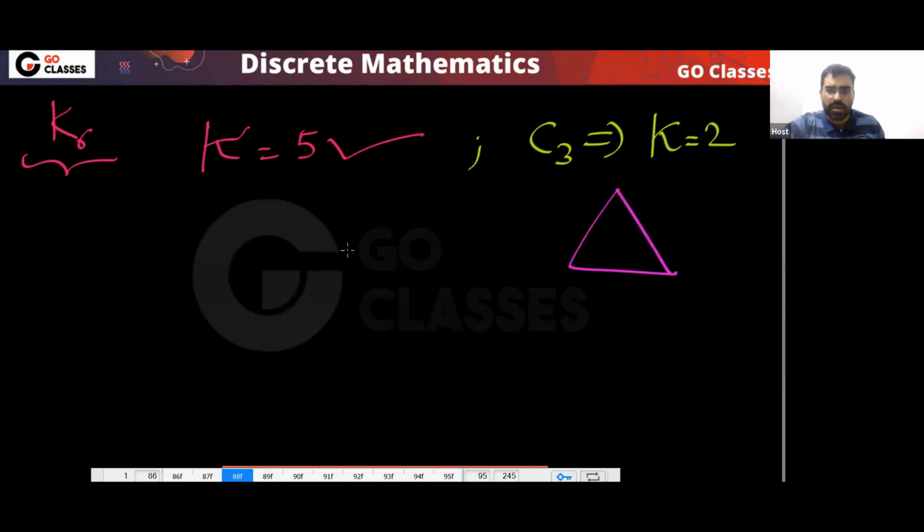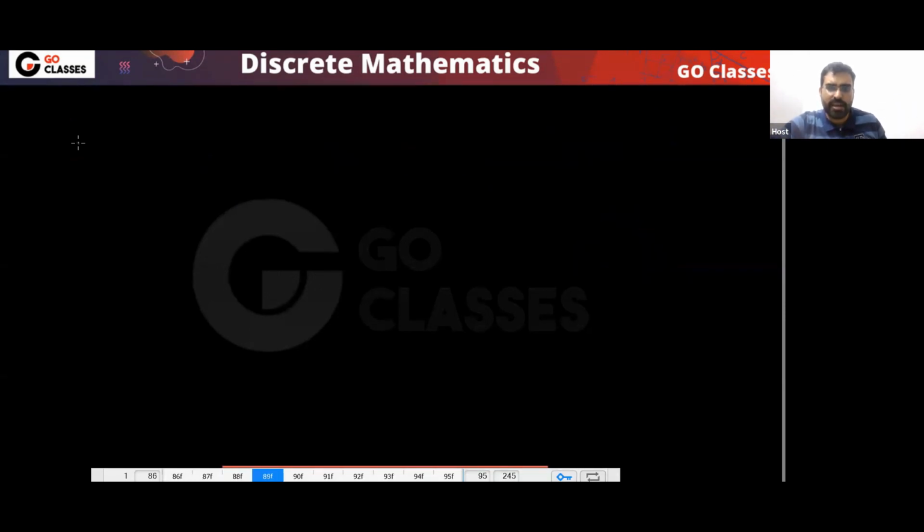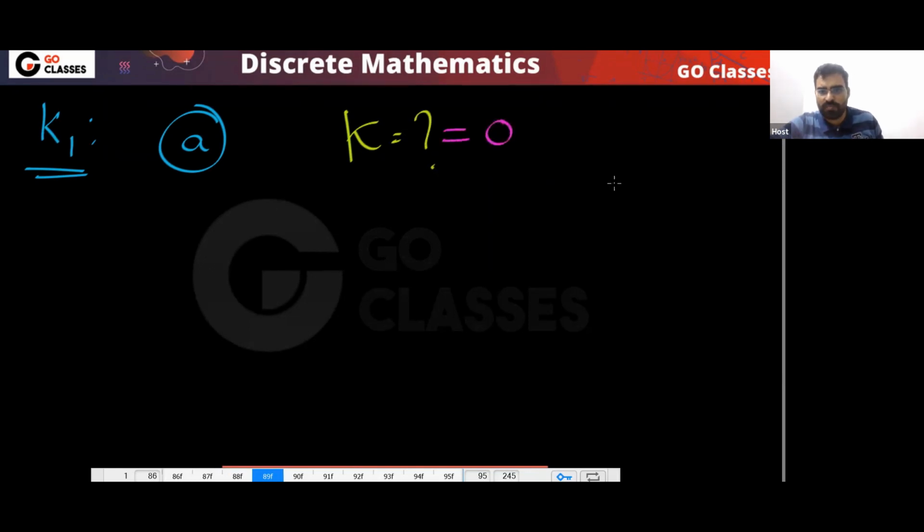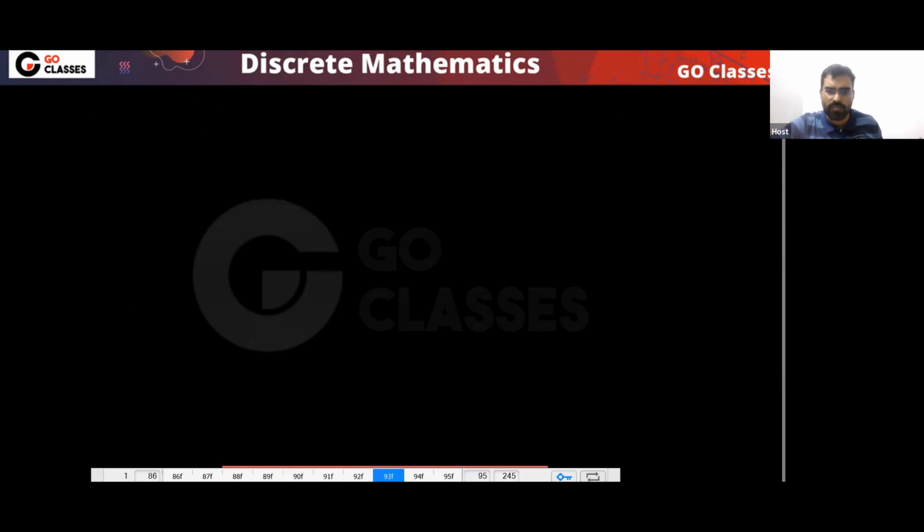Now there is an interesting thing. Please tell me, for this graph, K1, what is the kappa? This is not a disconnected graph, but already a single vertex is there. Yes, very good, 0. For a single vertex, kappa is defined as 0.